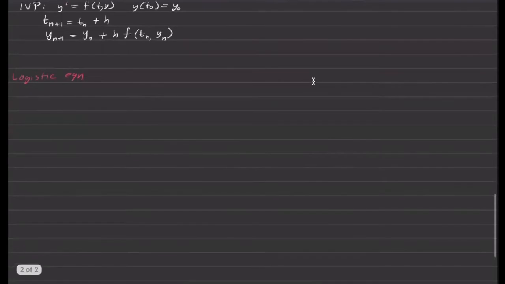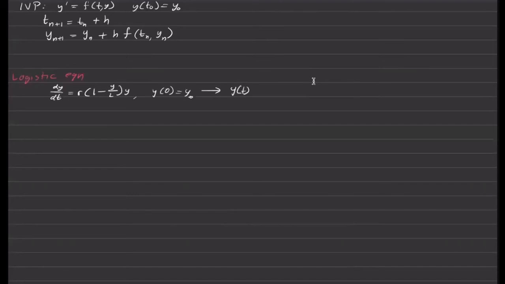This is just a differential equation of the form dy over dt is equal to r times 1 minus y over L times y, with the initial condition that y of 0 is equal to y naught. The general solution to this form of differential equation is y of t is equal to a big fraction, with L on the numerator, over 1 plus L over y naught minus 1 times e to the negative rt.